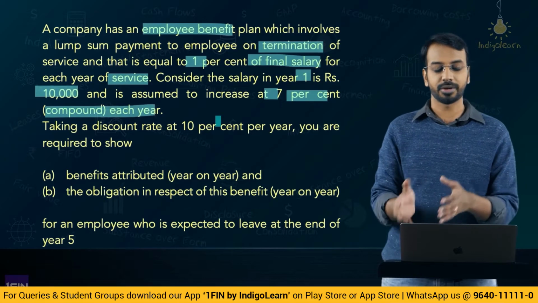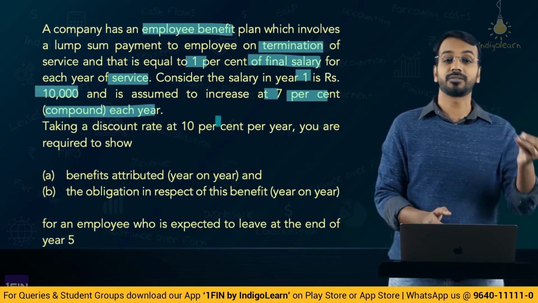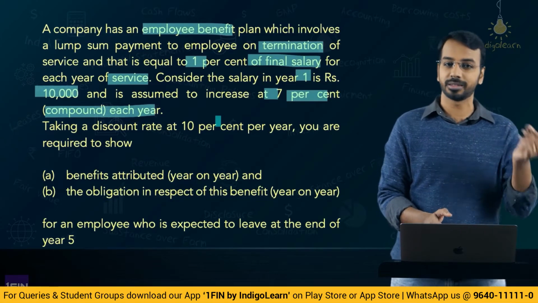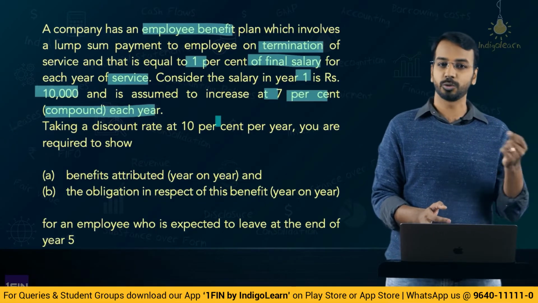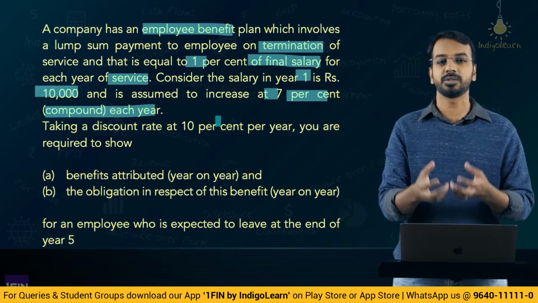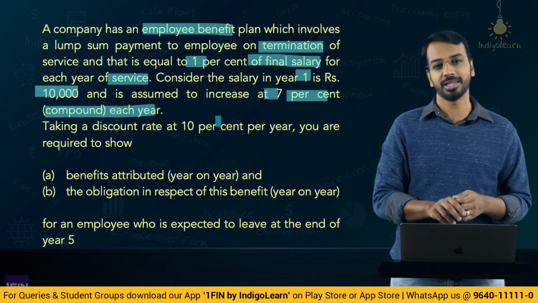So basically, if you start with 10,000, next year your salary will increase by 7%. Then next year after that, your salary will increase by another 7%. Like that, the salary will keep on increasing 7% on a year-to-year basis. Compounded basically means we are not saying 7% per year. 7% of the previous year is what will be the salary increase, right?